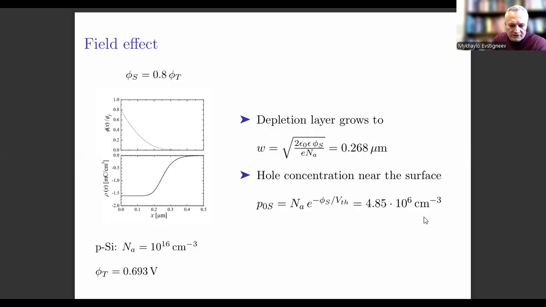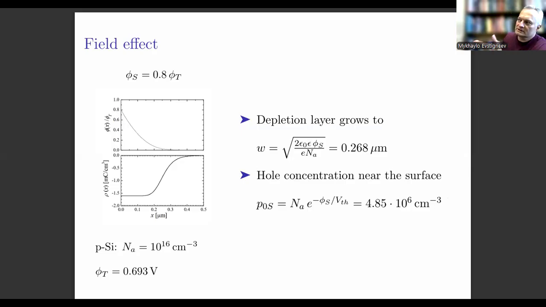Concentration of holes near the surface for this value of the surface potential is very small, 4.85 times 10 to the 6th inverse cubic centimeters, which is 9 orders of magnitude smaller than the acceptor concentration. Concentration of electrons near the surface will be given by the mass action law, n intrinsic squared divided by the hole concentration near the surface.